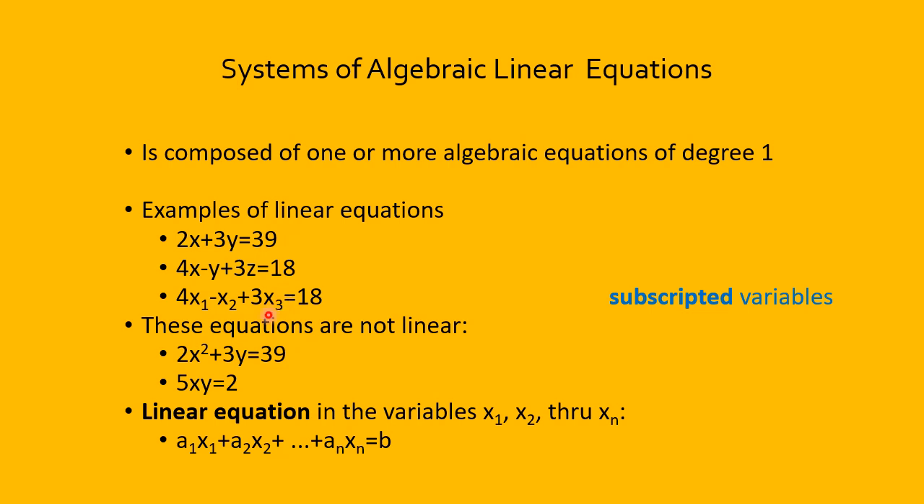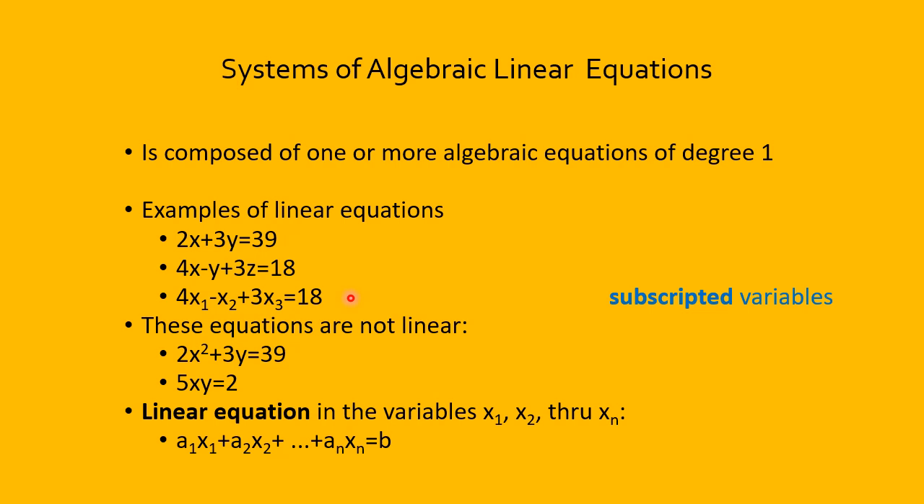We could use subscripted variables like 4 times the variable x sub 1 minus the variable x sub 2 plus 3 times the variable x sub 3 equals 18. If we look at this last equation, in some way it's equivalent to the second equation that we have up here. Instead of using x, y, and z, we used x sub 1, x sub 2, and x sub 3. Why would we want to use subscripted variables?